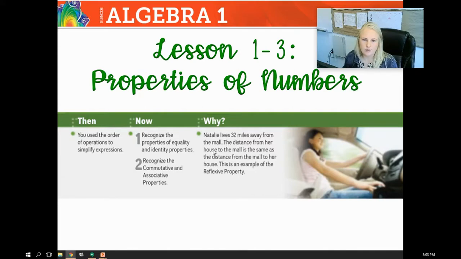Natalie lives 32 miles away from the mall. The distance from her house to the mall is the same as the distance from the mall to her house. This is an example of reflexive property. So it's simple things like that, like from your house to the school is the same distance as from the school to your house. They take the same amount of time, they mean the same thing essentially. It's just kind of reflexive backwards, like a mirror image of each other. And I'll go on and explain that as we go on.